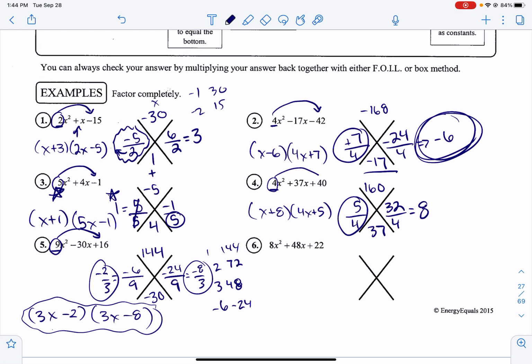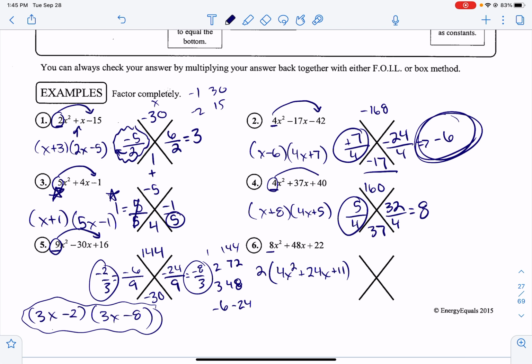Okay, number 6. I've got an 8 out in front. Now this one, I'm definitely going to be able to factor something out. A 2 goes into everything. 8 does not go into everything. And 4 does not go into everything. So let's just factor out a 2. And that leaves me with 4x squared plus 24x plus 11, dividing everything by 2. That seems a little bit more manageable.